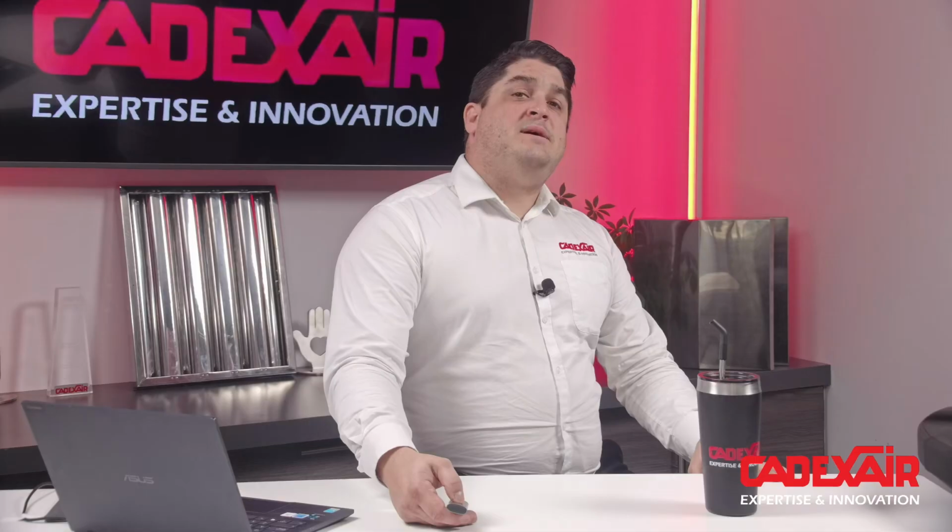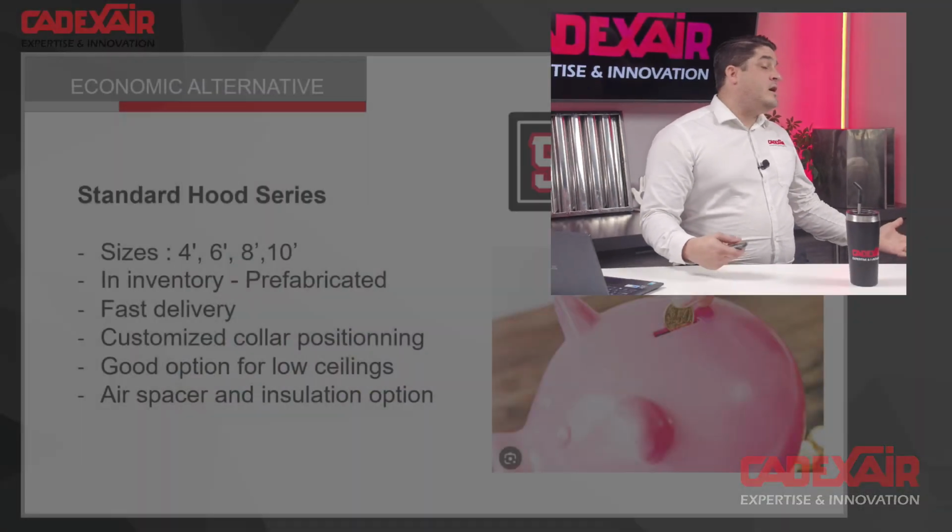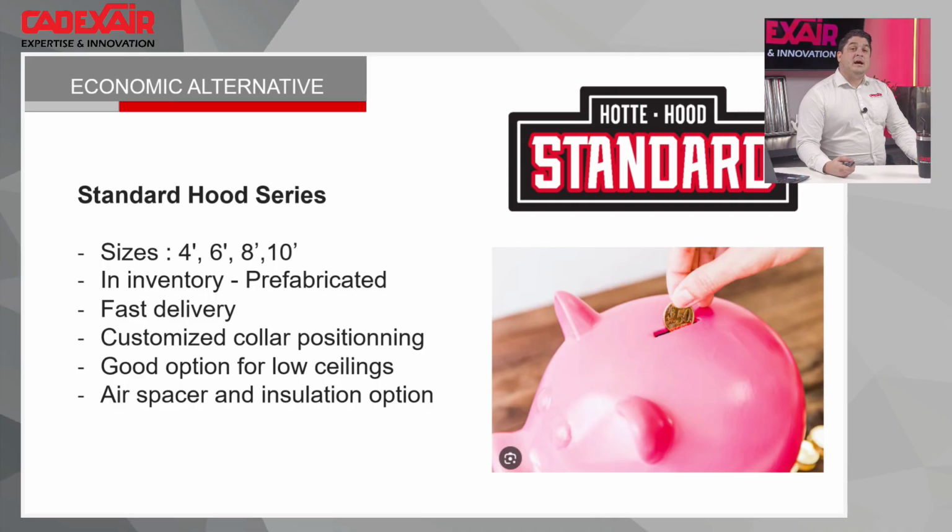Now that I think about it, looking at all the components involved, is my client actually able to afford all of this? We understand that it's expensive and there are a lot of options in that. It's always to discuss what is the best. And also if you want to go a little bit cheaper, we create what we call the standard hood. It's a prefabricated hood of 4, 6, 8, and 10 feet long. It's in stock. It's fast delivery.